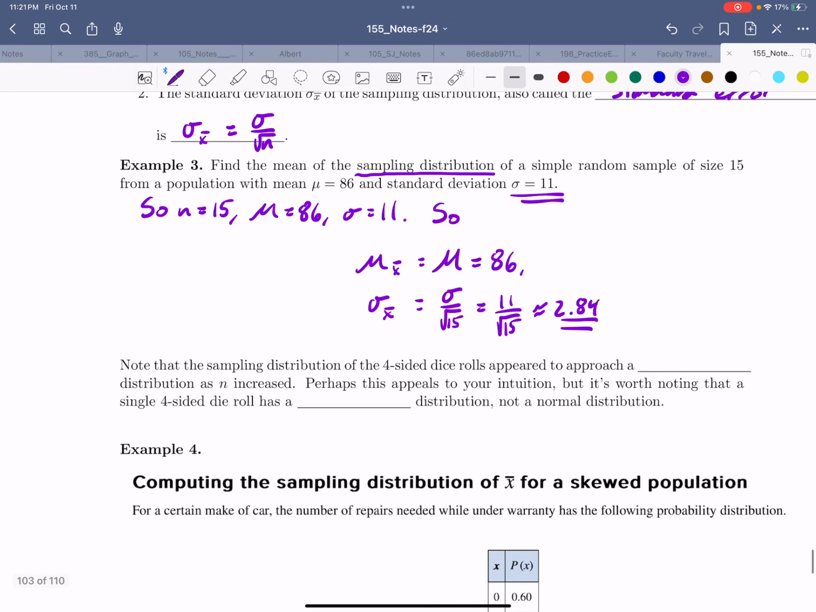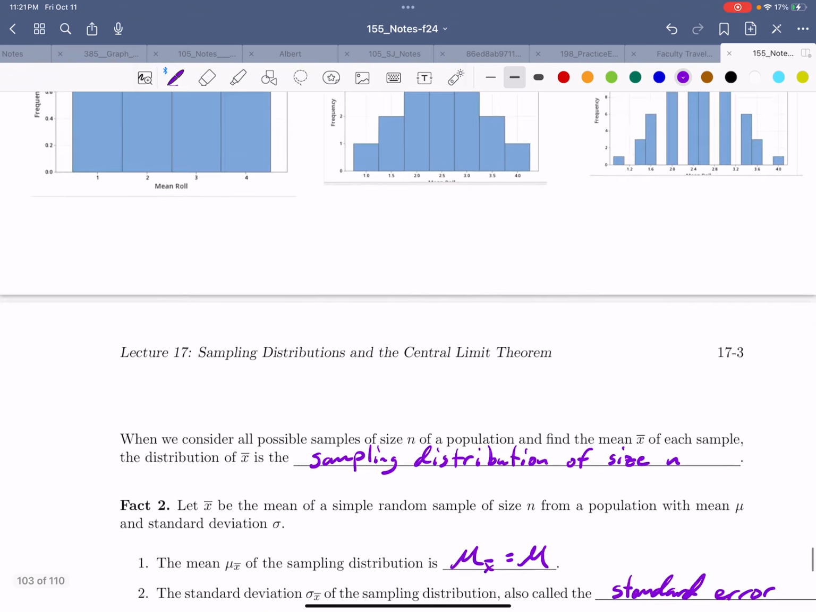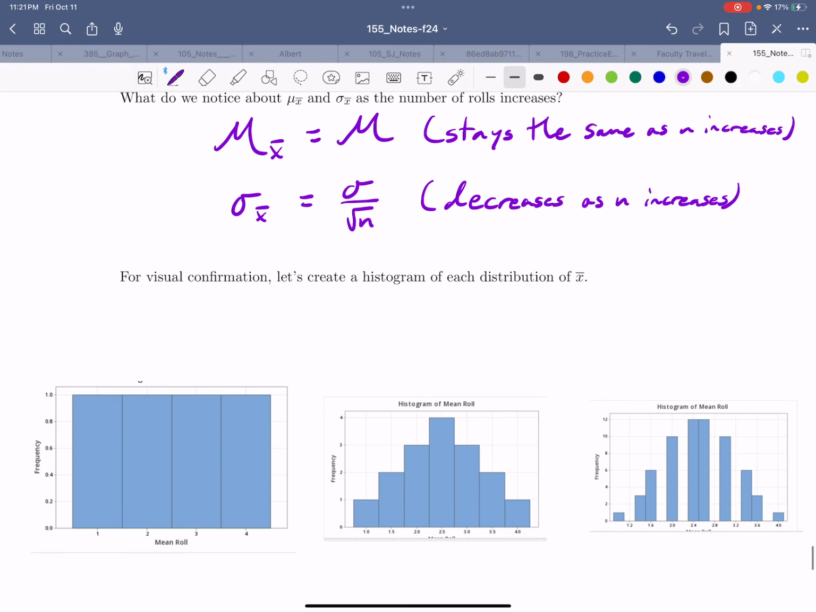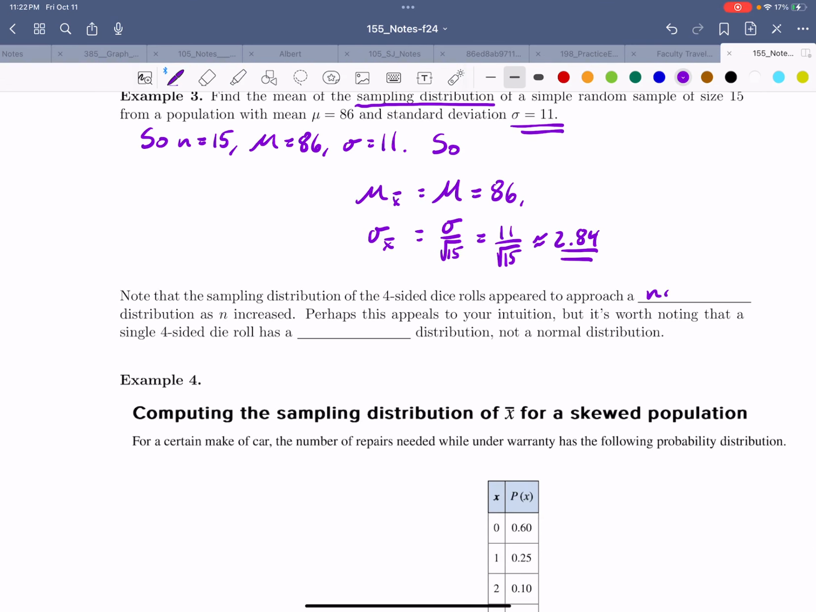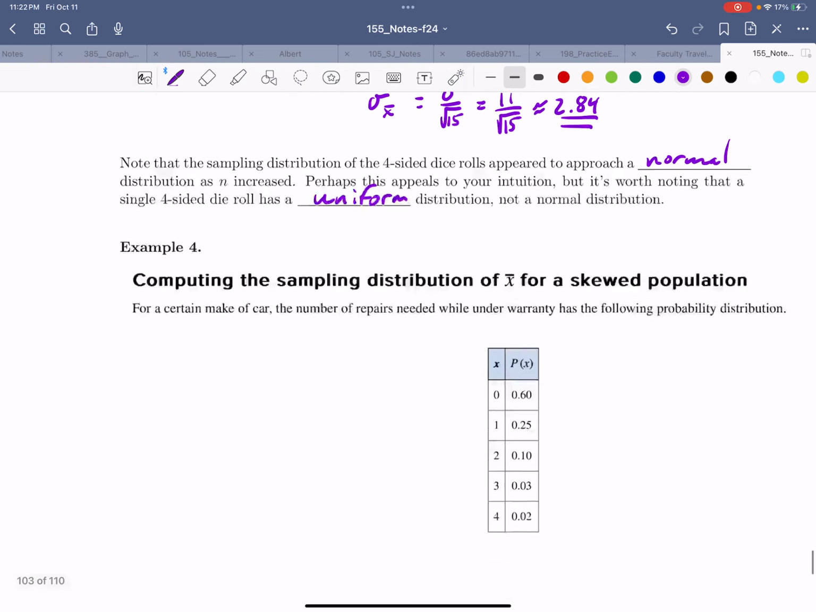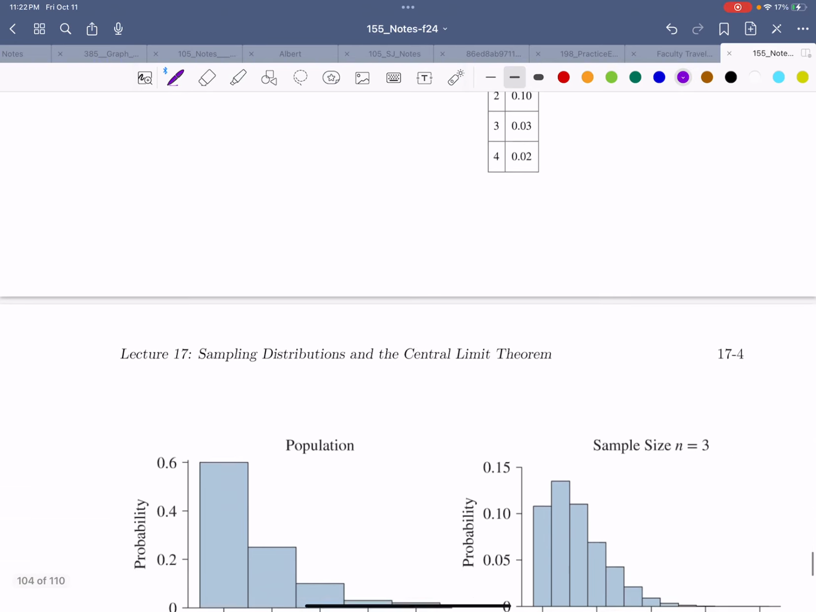Now, the other thing to note is that as we increase the number of die rolls, our distribution, which started off as uniform, the mean die roll, became closer and closer to a normal distribution, even though the outcome of a single four-sided die roll has a uniform distribution. Let's look at another example. And again, I ripped this right from the book.